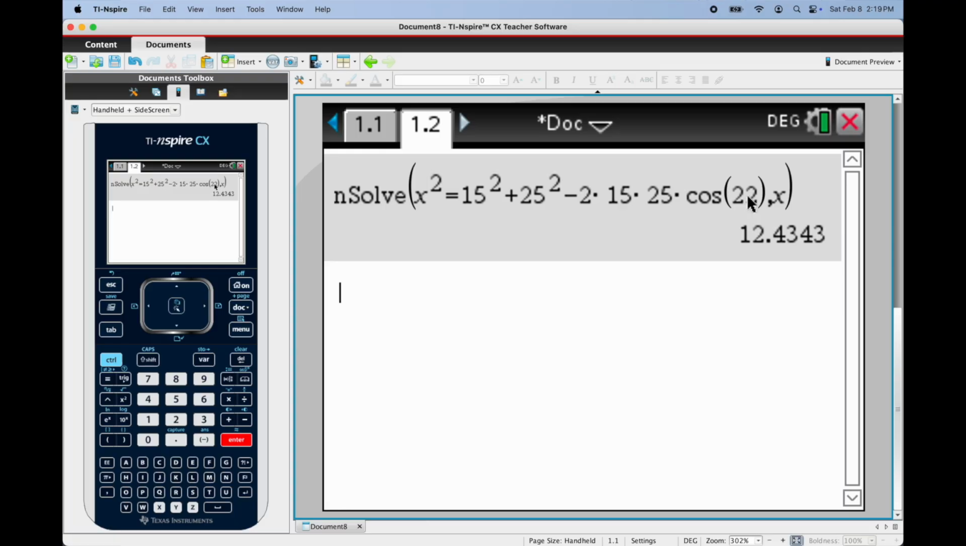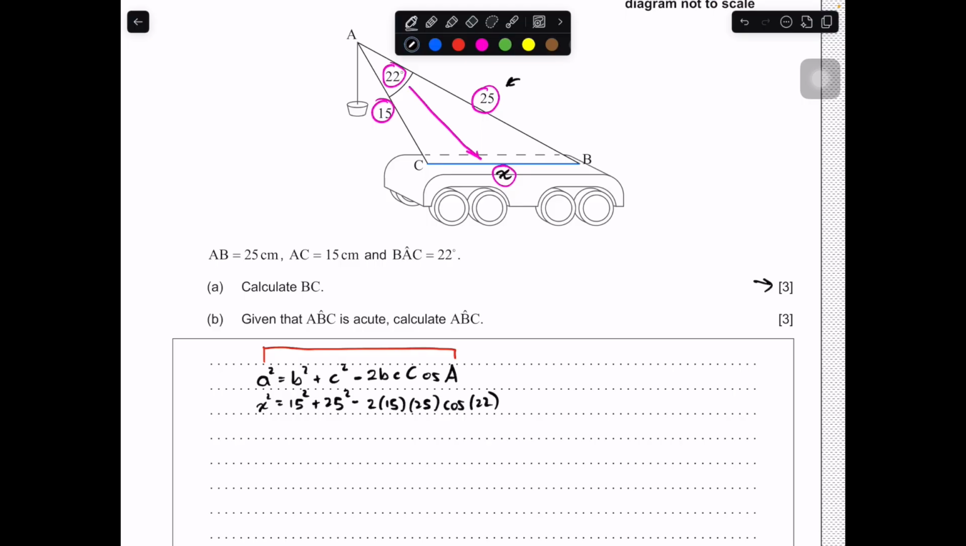Let's go back to the document and write that in. x is equal to 12.4343, or to 3 significant figures, 12.4. And in this case, just for good measure, we can put our units: 12.4 centimeters.